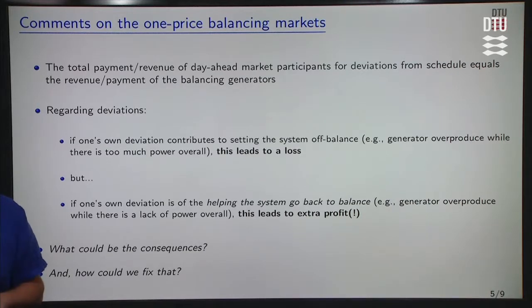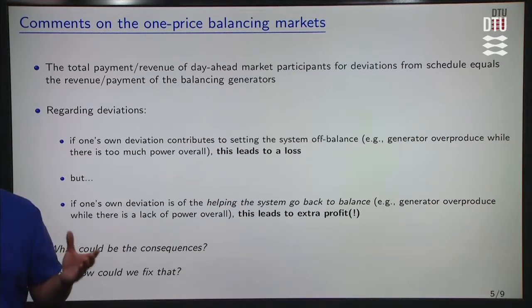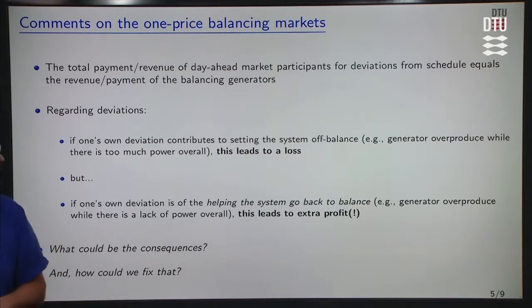This leads to some comments about this one price settlement in balancing market. First of all, the total payment from the day-ahead market participant for deviation from schedule is equal to the revenue or payment of the balancing generators. Since we use this price lambda B in all cases, then it is a budget balance and we have the same payment as we have revenues in the market.